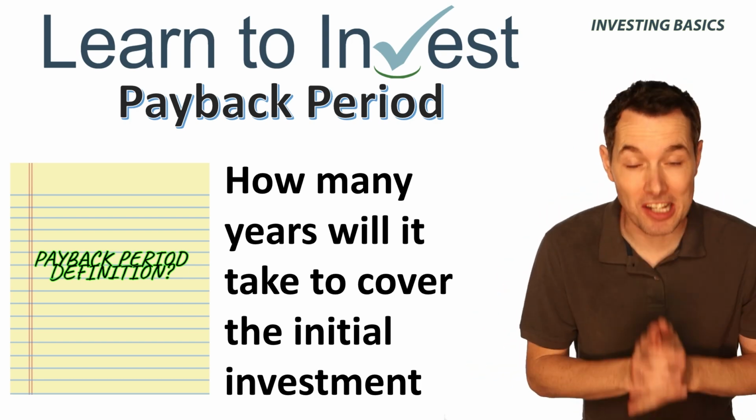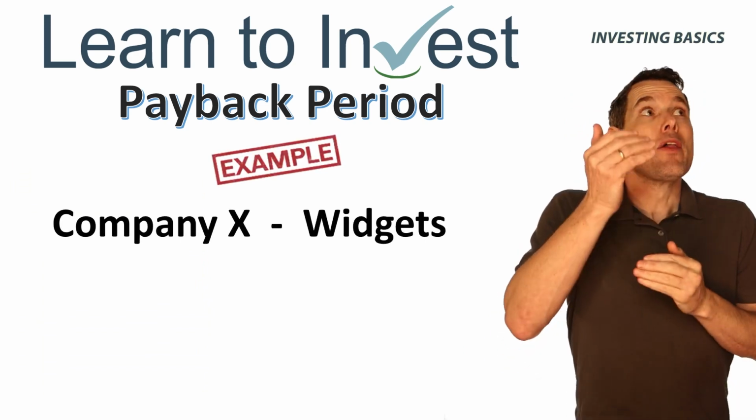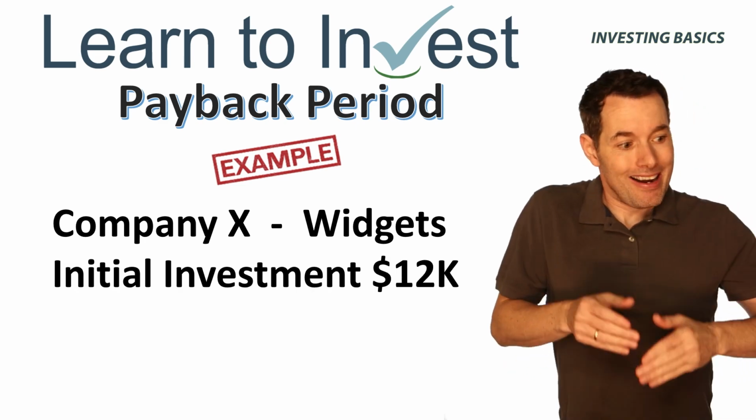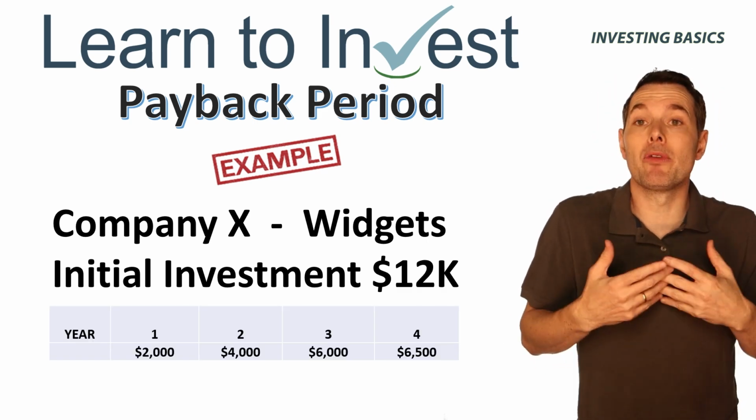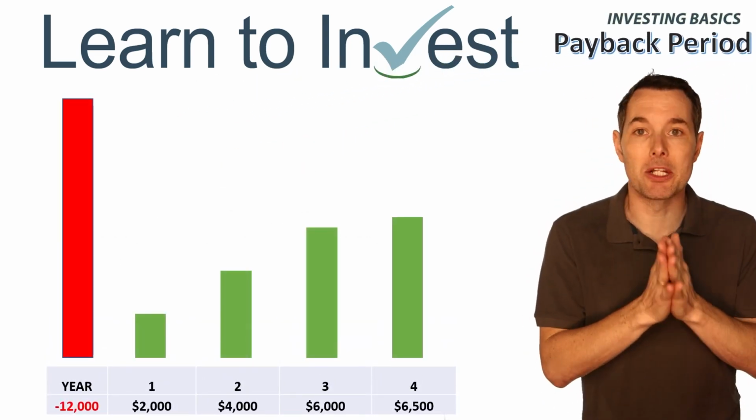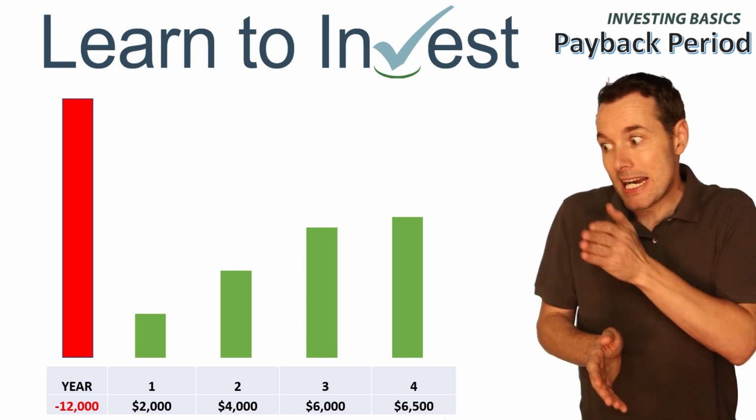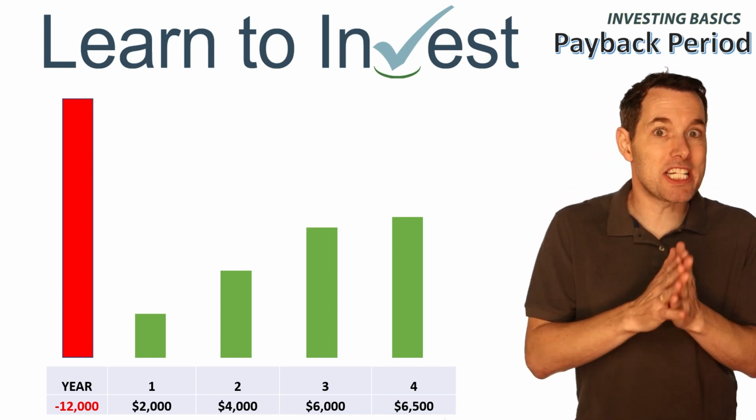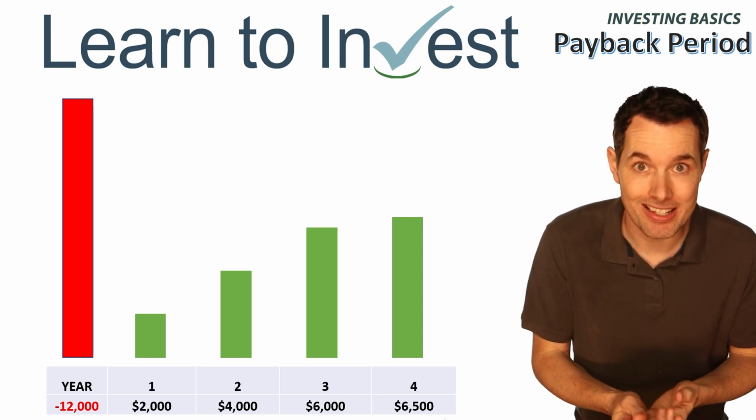So let's look at a quick example. We have Company X, and Company X is building widgets. Their initial investment in this project is going to be $12,000. Then what they have to do is they project out over, let's say, the next 4 years, how much cash flow they think they're going to bring in. Let's look at a quick illustration so we can see how the payback period really works. So each of these green bars represents how much they expect to bring in each of the next 4 years. So the question for us is, how long will it take them to recover the initial $12,000 that they invested? And that's quite simple.